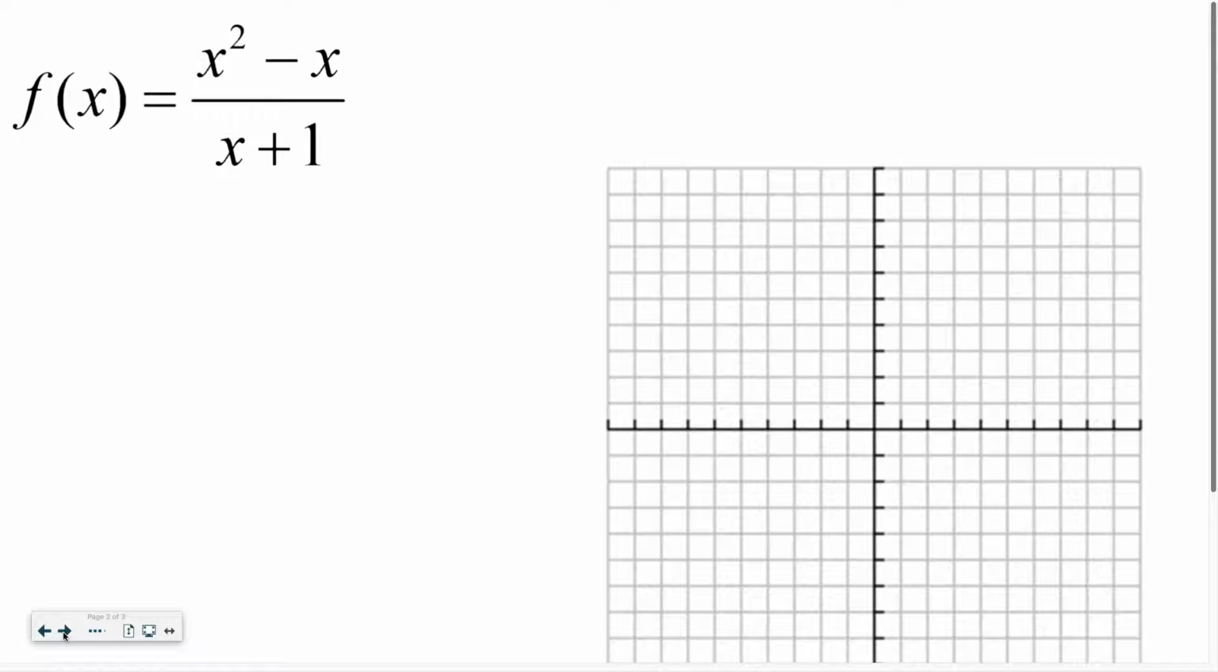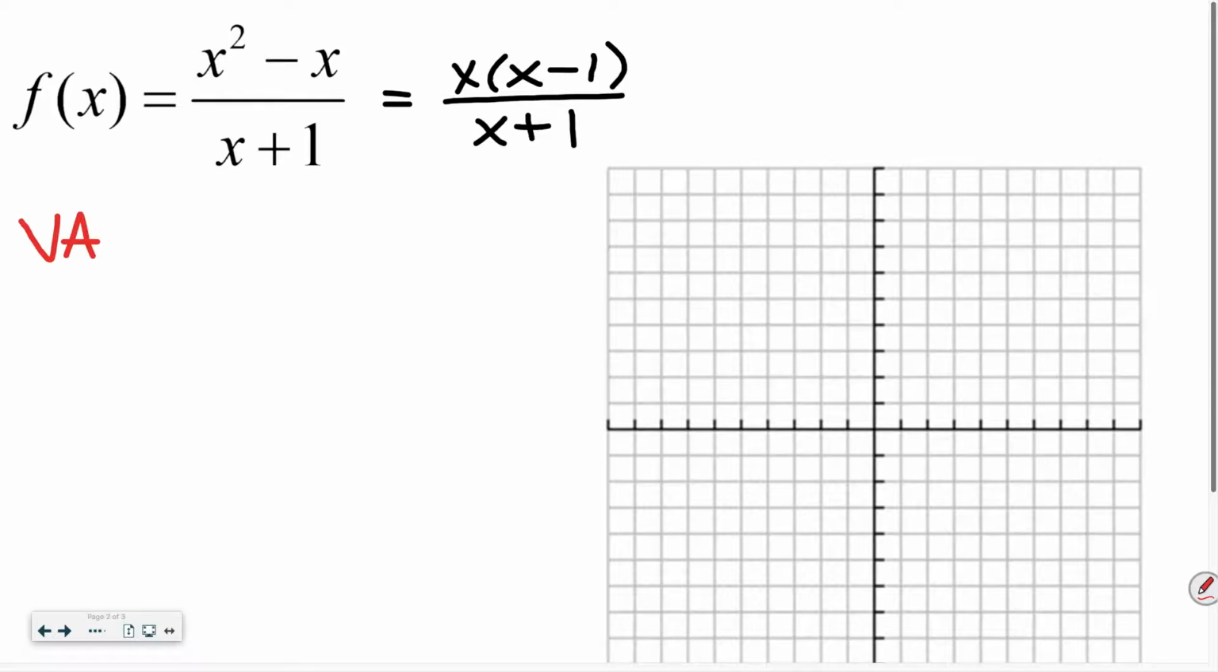My first piece of advice to you yesterday was to always do what? Factor first, just in case we can simplify. So I can see that I can factor out an x in the numerator, but then that's it. Can we simplify? No, we cannot. The next thing I asked you to do was identify the vertical asymptote.